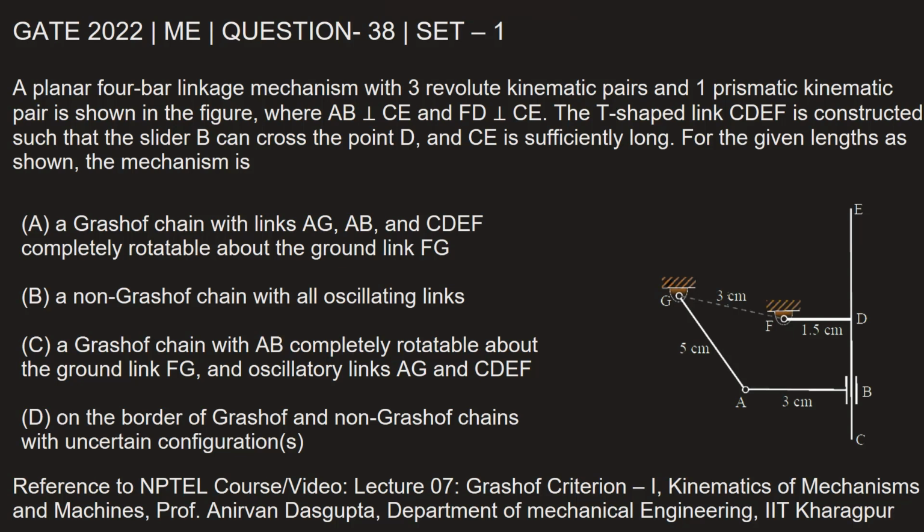The T-shaped link CDEF is constructed such that the slider B can cross the point D and CE is sufficiently long. For the given lengths as shown, the mechanism is: Option A, a Grashof chain with links AG, AB and CDEF completely rotatable about the ground link FG. Option B, a non-Grashof chain with all oscillating links. Option C, a Grashof chain with AB completely rotatable about the ground link FG and oscillatory links AG and CDEF. Option D, on the border of Grashof and non-Grashof chains with uncertain configurations.